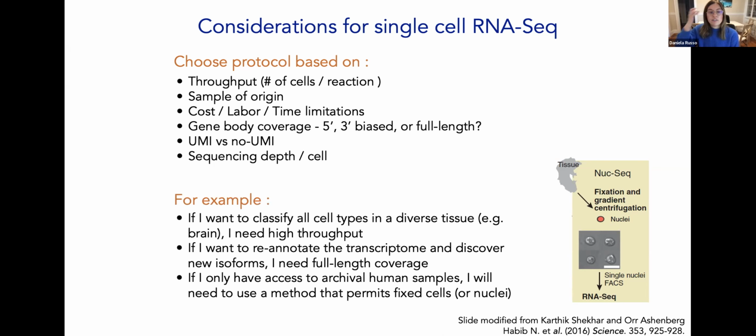So for example, if I wanted to classify all cell types in a diverse tissue, I would make sure that I'm using a more high throughput method. If I want to re-annotate the transcriptome, I want to discover new isoforms, I'm more concerned about having full-length coverage. And if I only have access to an archival human sample, I'm going to want to choose a method that permits fixed cells or nuclei processing. And each instance is going to have its own set of considerations and challenges that are going to be involved. But ultimately, there are lots of options and lots of opportunities to explore this field. And with that being said, I'm happy to take any questions related to single cell RNA sequencing methods.